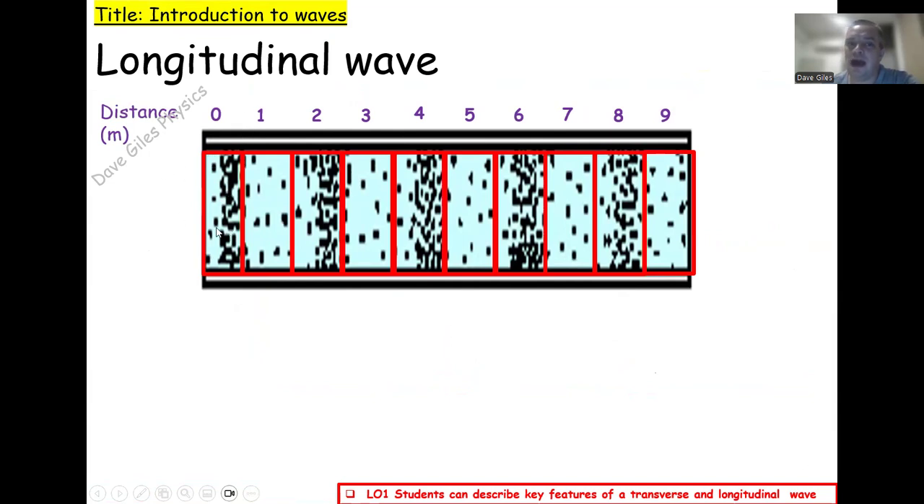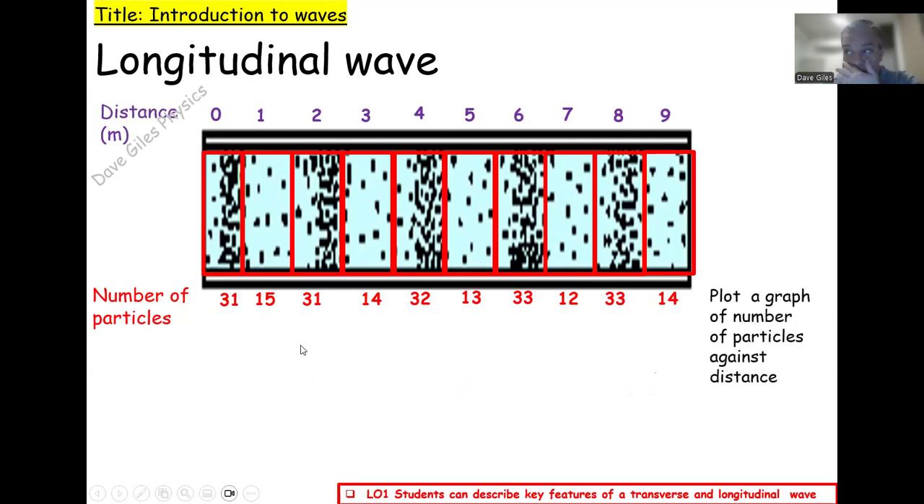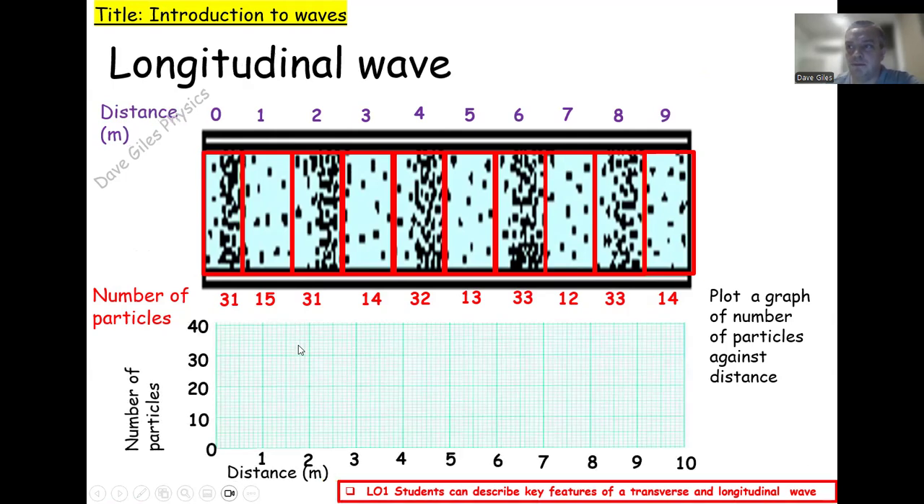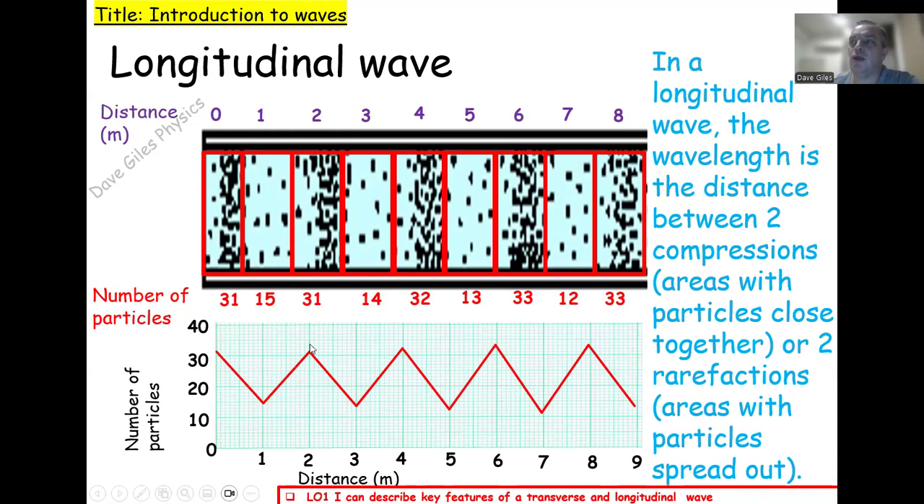So here you see I've got areas where I've got loads of particles, and here where I've got very, very few particles. In fact, I actually count the particles in each section. And if I was to plot a graph of the number of particles against distance, I'll get something that looks a little bit like this. So in a longitudinal wave, the wavelength is the distance between two compressions.